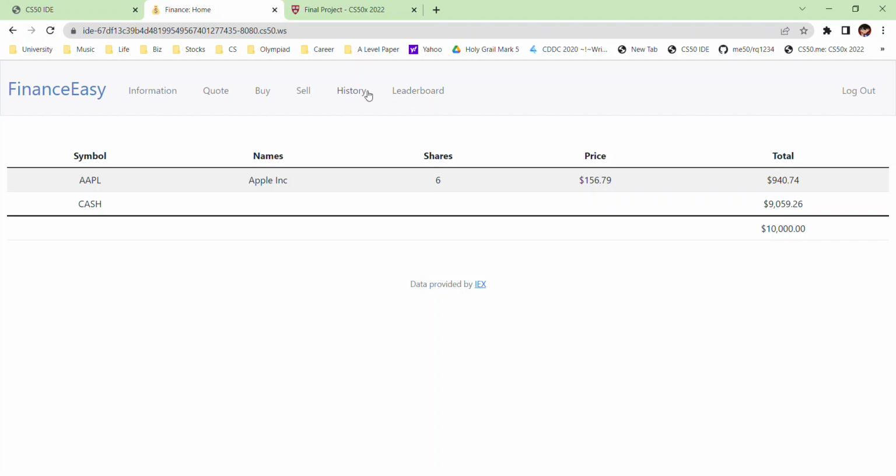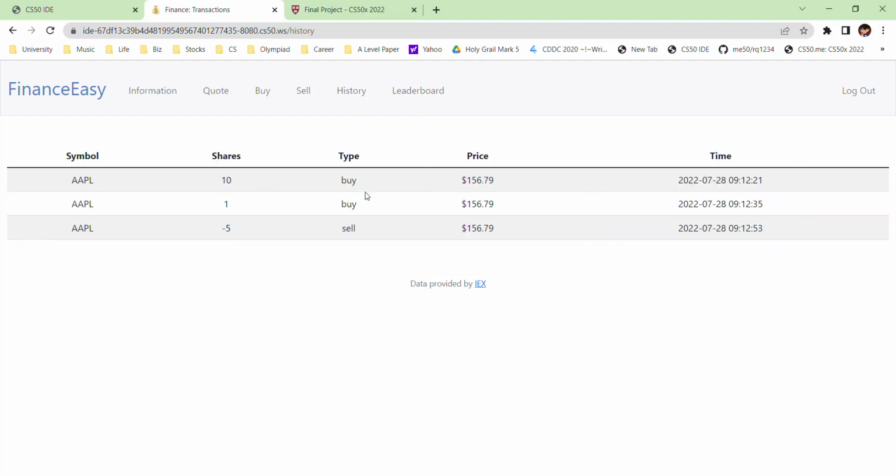When we look at our history, it will be arranged based on time, so we are able to know the different transactions that we have made and it allows us to better keep track.